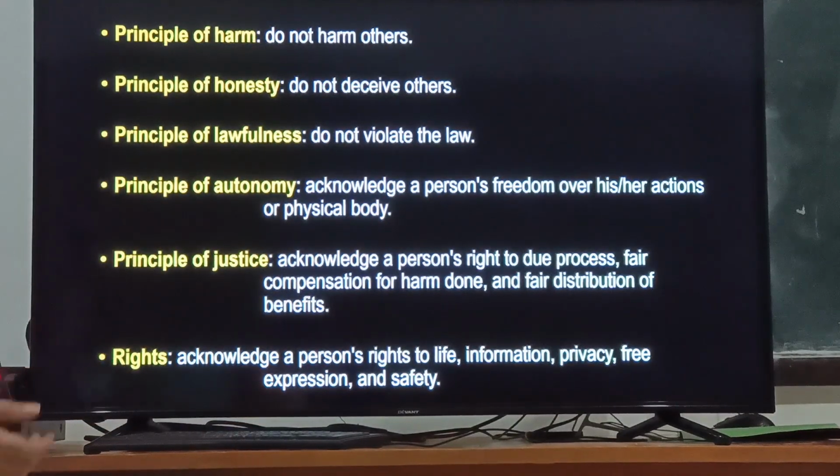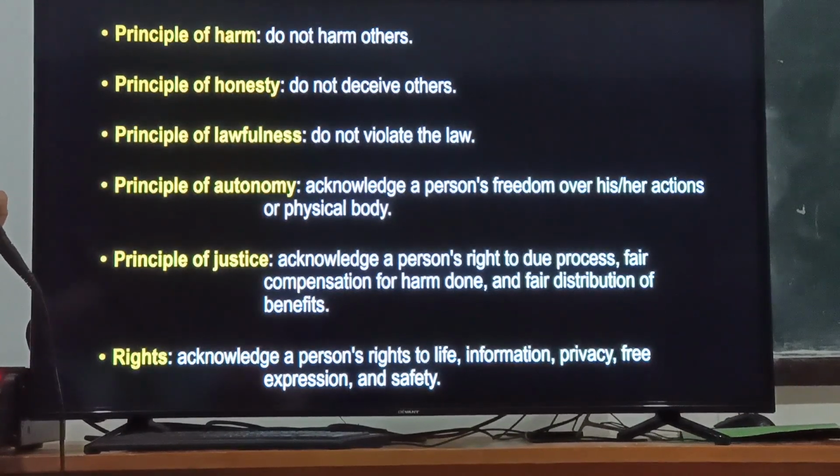This is the issue that I was raising a while ago: autonomy, the wearing of face mask, or even wearing of helmet. Wearing of helmet is an issue to other people. Should the government interfere in our decision when to wear and when not to wear helmet when riding a motorbike? Or should the government interfere when and when not to wear face mask? Now that's a question of the principle of autonomy.